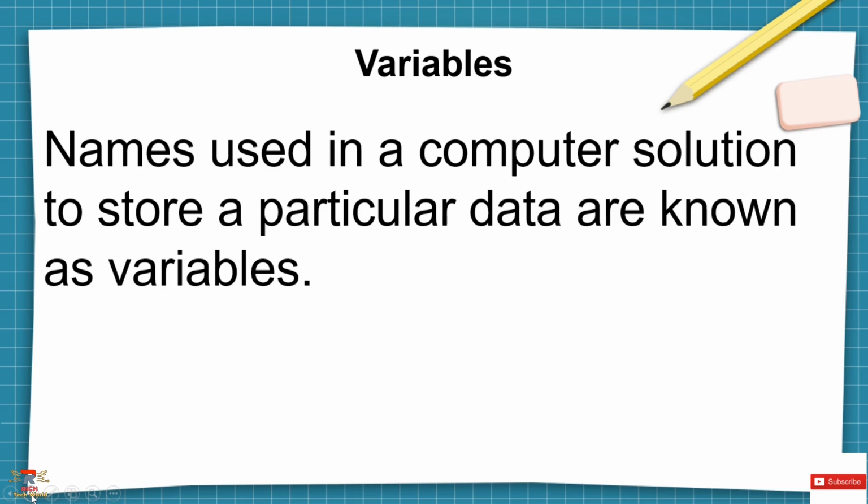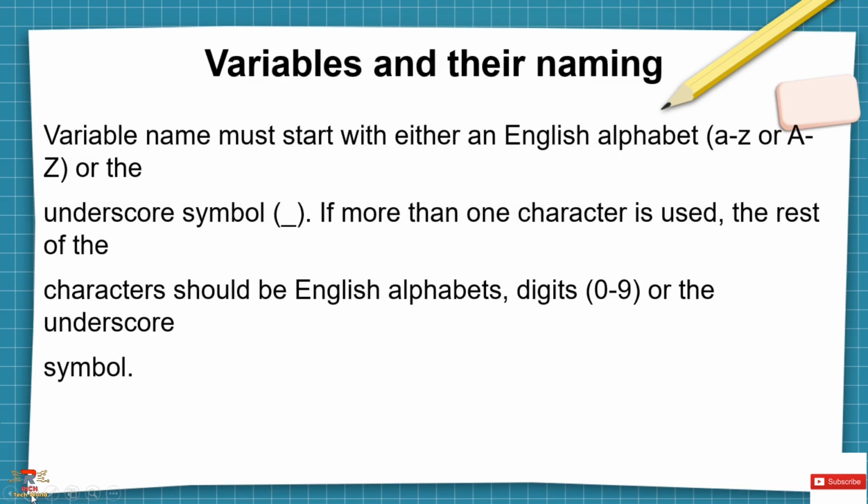The next thing we'll be learning about is how to name these variables in our program. I have some points here that you have to follow in order to get your naming right when you introduce a variable in your code. Names used in a computer solution to store data are known as variables, as I said earlier. Variables must start with either an English alphabet letter or an underscore symbol. Take note of that as well.